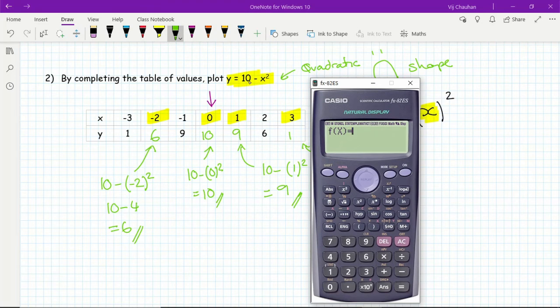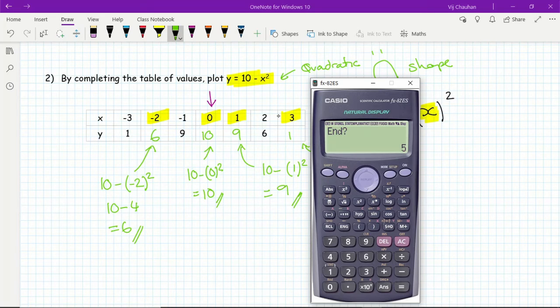Now f(x) is like your y, so all I'm going to do now is enter the equation that I want to plot, and the equation I want to enter is 10 minus x squared. So I do 10 minus, and to get the x I need to press alpha, and then there's a little red x that you can see on the calculator, and I need to have the squared. So I've entered the equation that I then need to plot. I then press equals. Now the starting value is the smallest x value I want to work out, which in this case is -3. Press equals.